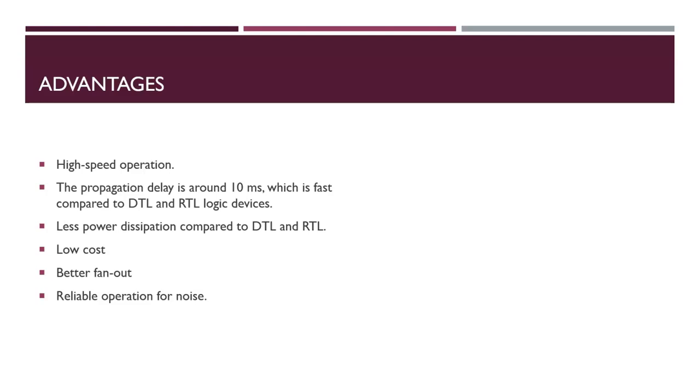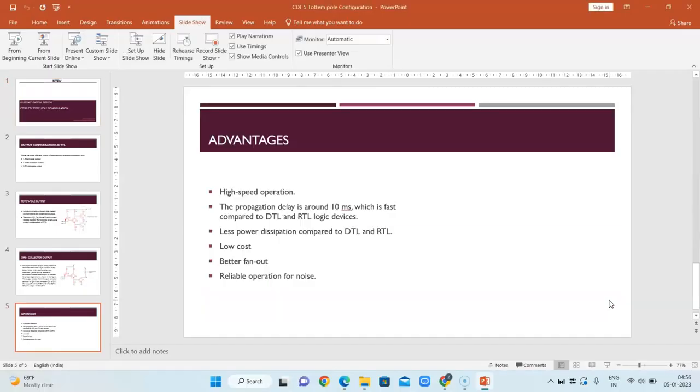Before we close it up, we'll see some of the advantages of TTL circuits. TTL circuits have very high speed operation, and their propagation delay is around 10 nanoseconds, which is fast when compared to DTL and RTL logic gates. It has low power dissipation compared to DTL and RTL, low cost, better fan out, and reliable operation. These are the advantages of TTL circuits.